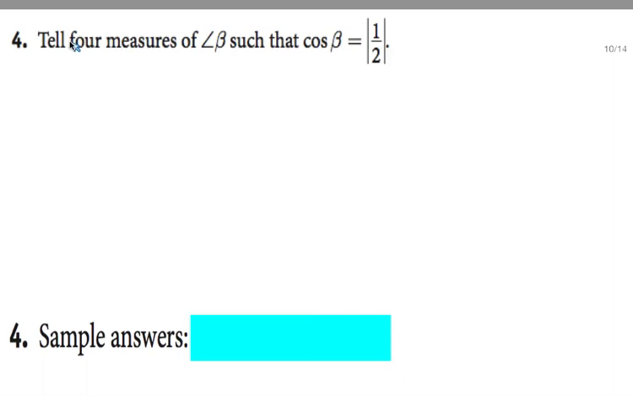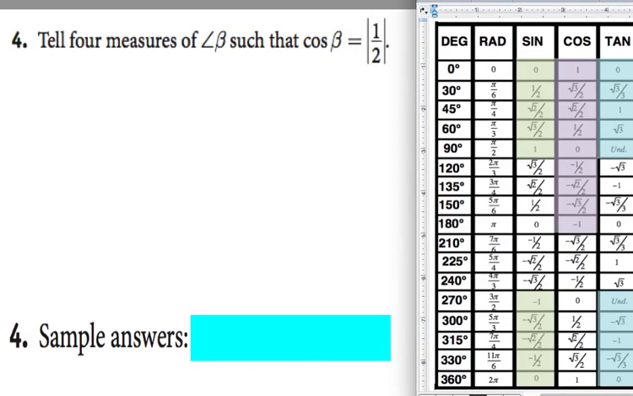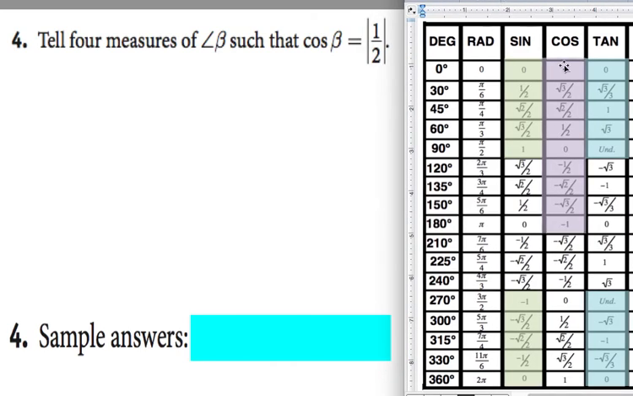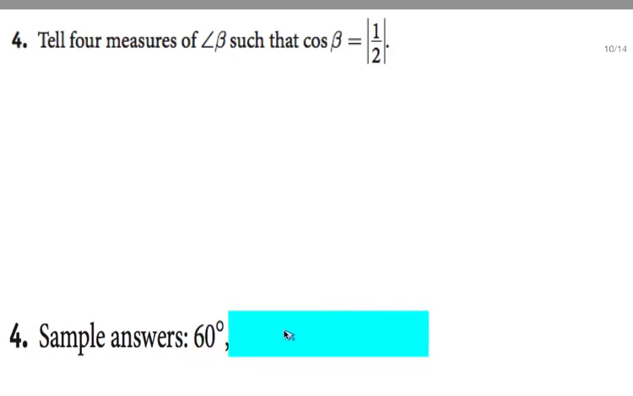So we have: tell 4 measures of angle beta such that cosine beta equals the absolute value of 1/2. So that means they don't care if on the trig function you get a negative 1/2 or a positive 1/2. Okay, so hopefully you guys remember how to use your trig table. And notice they don't say whether to use your radians or degrees, and I will tell you that on the answer choices, they're using degrees. Here's one of the possible answers you could come up with.